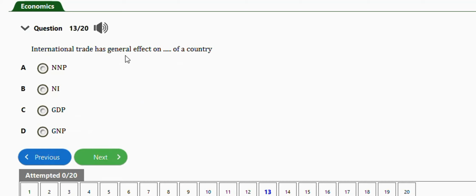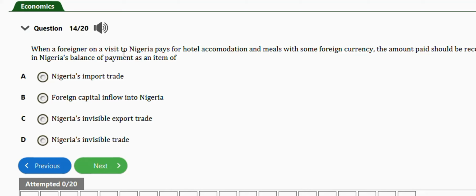It says international trade has general effect on... I've already answered this question, this is repeated. It has general effect on GDP, option C. The next question is this one. It says when a foreigner on a visit to Nigeria pays for hotel accommodation and meals with some foreign currency, the amount paid should be recorded in Nigeria's balance of payment as an item of Nigeria's import trade, foreign capital inflow into Nigeria, Nigeria's invisible export trade, Nigeria's invisible trade. So guys, the right answer to this question is option D.